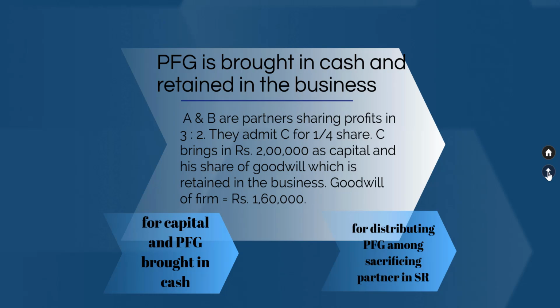So where the premium for goodwill is brought in cash by the incoming partner and retained in the business, we will have two journal entries. One journal entry for the capital and the premium for goodwill which is brought in cash, and the second entry for distributing the PFG among the sacrificing partners in their sacrificing ratio.